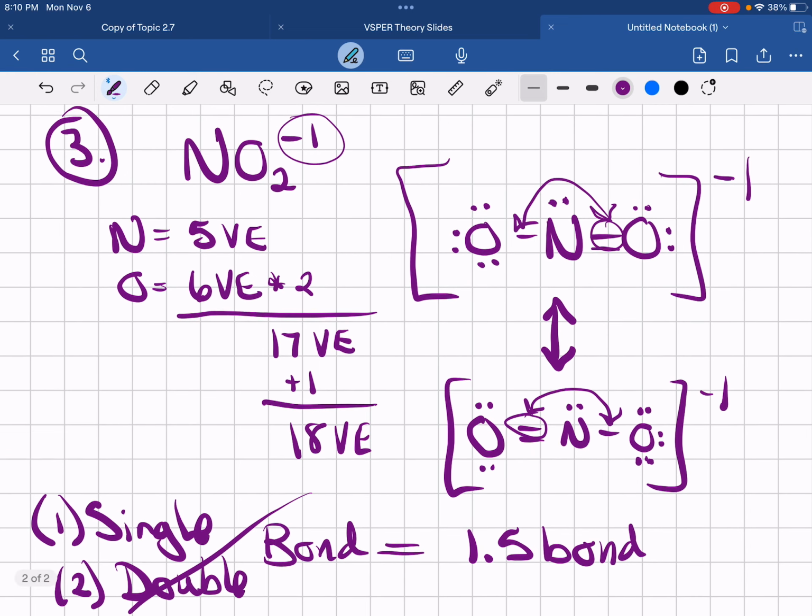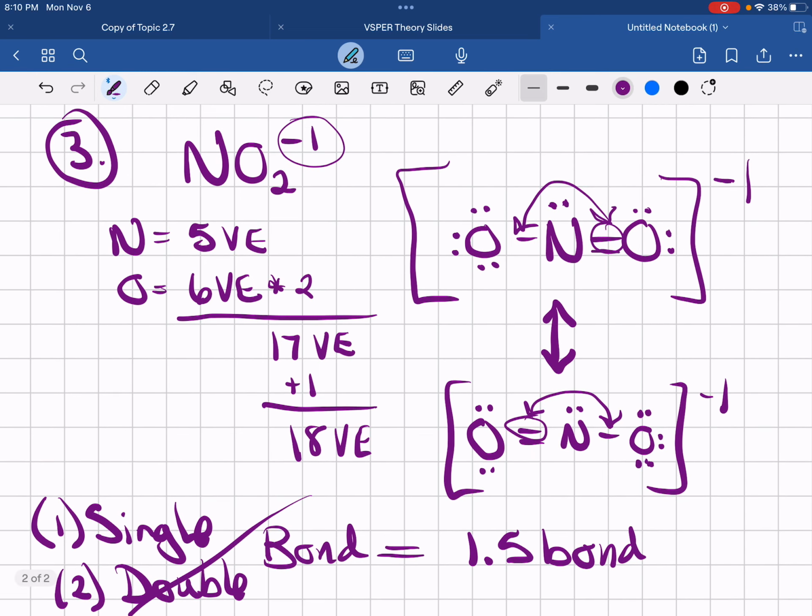Okay, and again, this was an example of both resonance, which is when that bond moves back and forth, and an ion. Okay, I hope that helps.